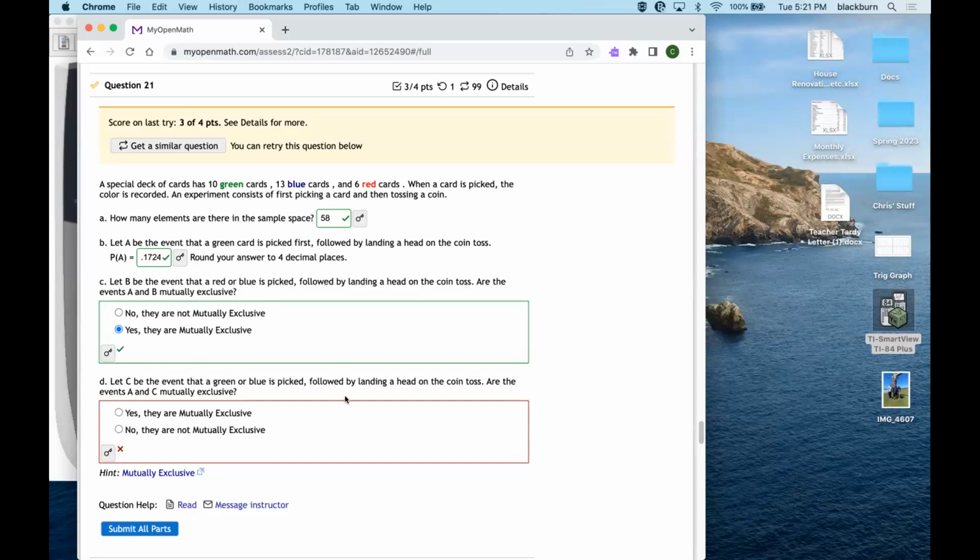But I bet you A and C are not going to be mutually exclusive. Let's see. Let C be the event that a green or blue is picked, followed by landing a head on a coin toss. Are the events A and C mutually exclusive? Well, A is green then head. C is green or blue then head. So definitely A and C can happen at the same time. If you pick a green, then roll a head, they can definitely happen at the same time. So no, they're not mutually exclusive, because they can happen at the same time. All righty.